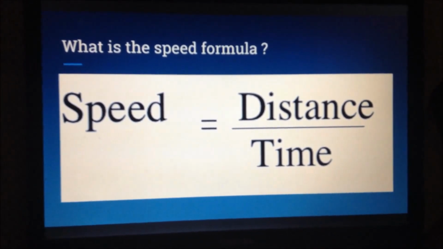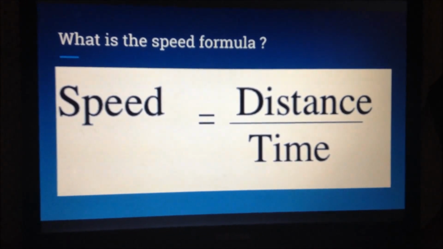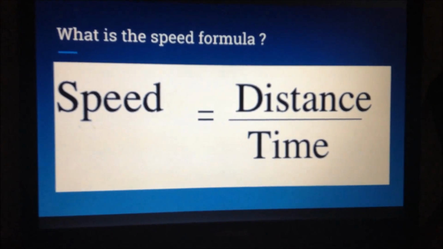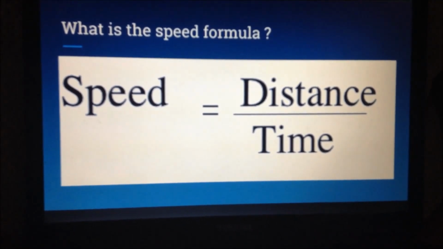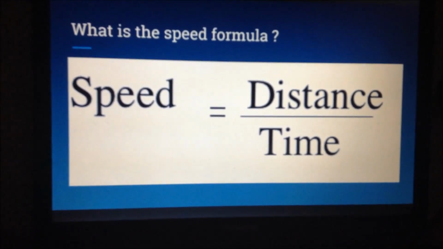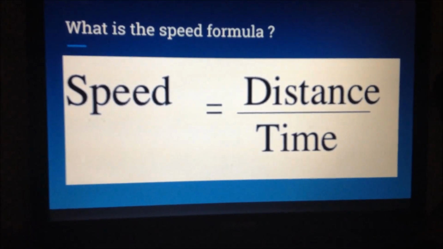What is the speed formula? The speed formula is a way to determine speed. The speed formula works by dividing distance by time. The example is miles divided by hours to get miles per hour.